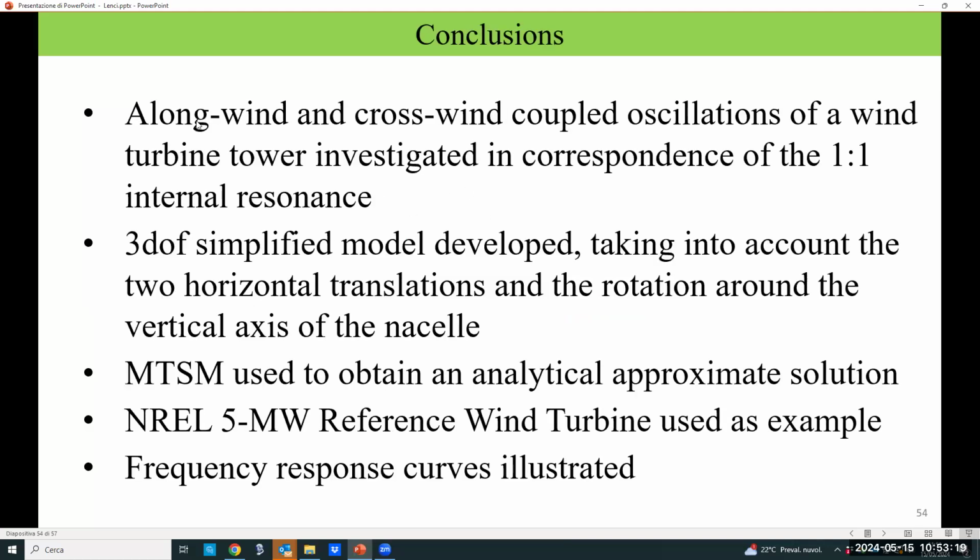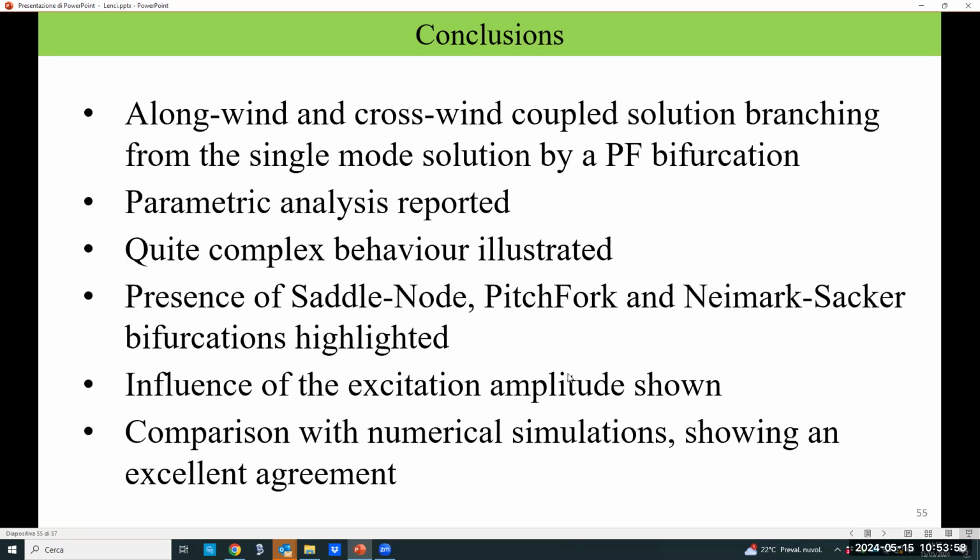And let me conclude by saying that the along-wind, crosswind coupled oscillation of a wind turbine tower has been investigated in correspondence of one-to-one internal resonance. We have used a 3 degrees of freedom simplified model, for sure to be improved. We already discussed this. But this model is able to exploit the phenomenon. The multiple timescale method is used to obtain an analytical approximate solution. We use the NREL 5 megawatt reference wind turbine as an example to show you some results, and the frequency response has been illustrated.